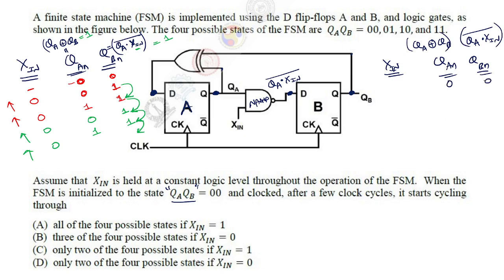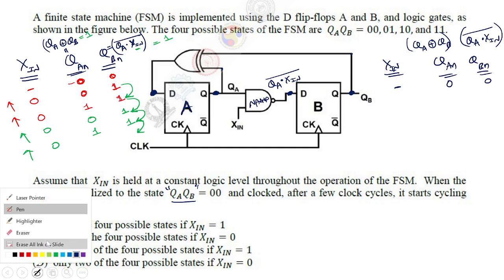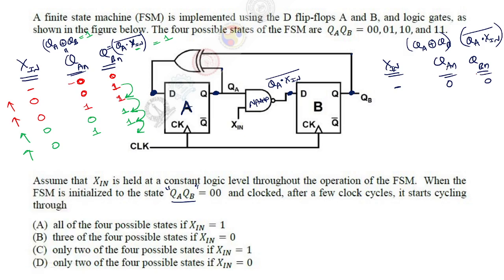Initial values are 0, 0. Nothing is applied. Now compute what will happen. So 0, 0 means this is going to be 0. And of course, now X in is 1. So QA is 0, this is 1. Complement, that is equal to 1. Are you getting it? So you will get 0, 1.